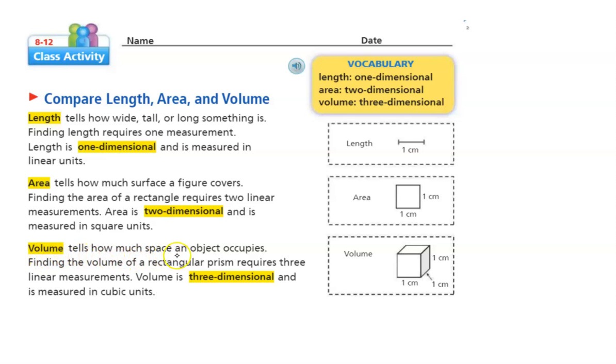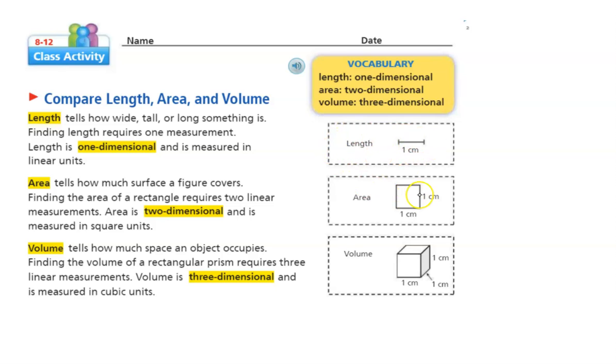Volume tells how much space an object occupies. Finding the volume of a rectangular prism requires three linear measurements. Volume is three-dimensional and is measured in cubic units. So you could find the volume of a box, or the volume of your box of cereal. Volume could be anything that's box-shaped, anything that can hold something else on the inside of it.